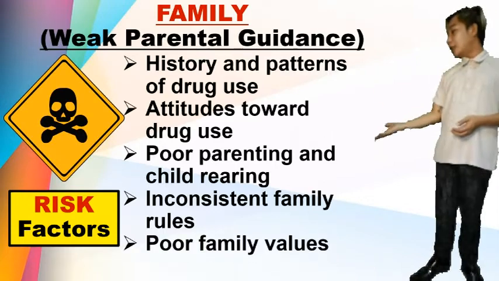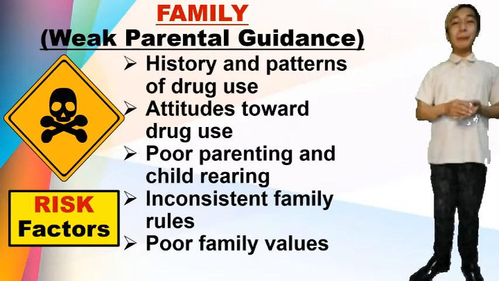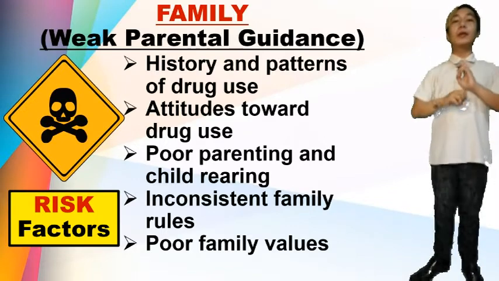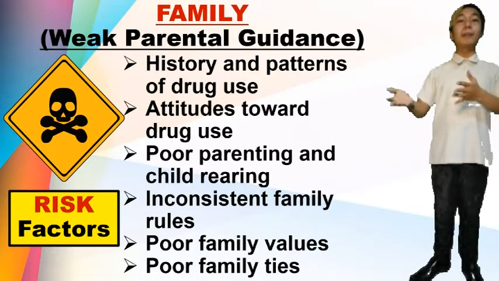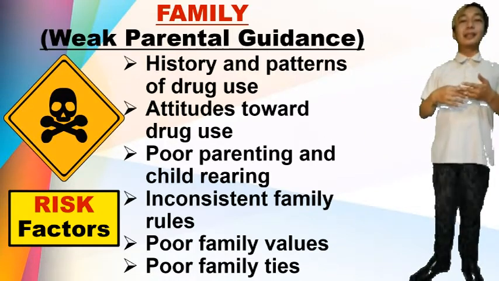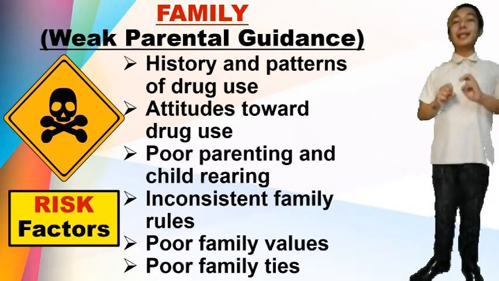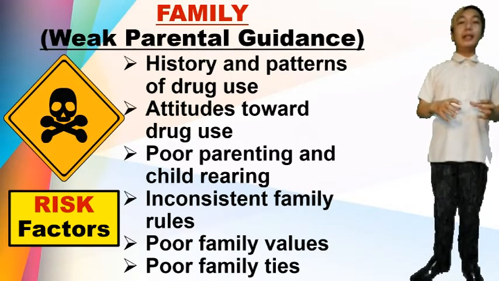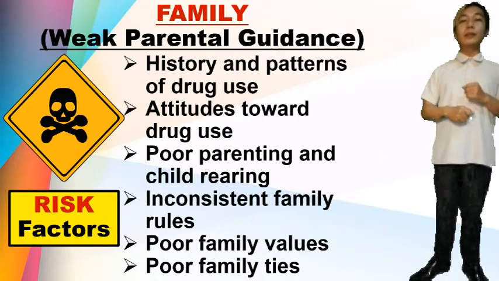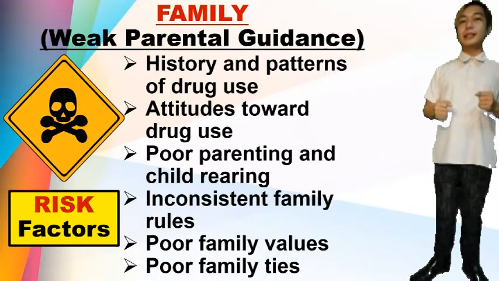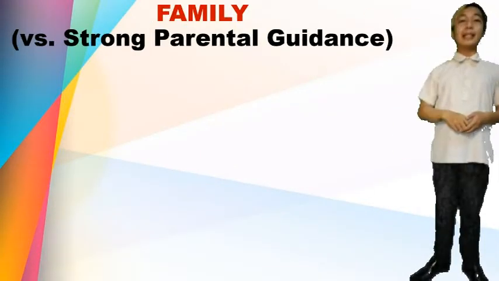And of course, the last one is the poor family values. So if the family has poor or weak family values, it affects the personality of the people living in the house, as well as if they have poor family ties or connection to each other, it becomes a great risk. So how are we going to protect ourselves from this? Okay, so strong parental guidance.